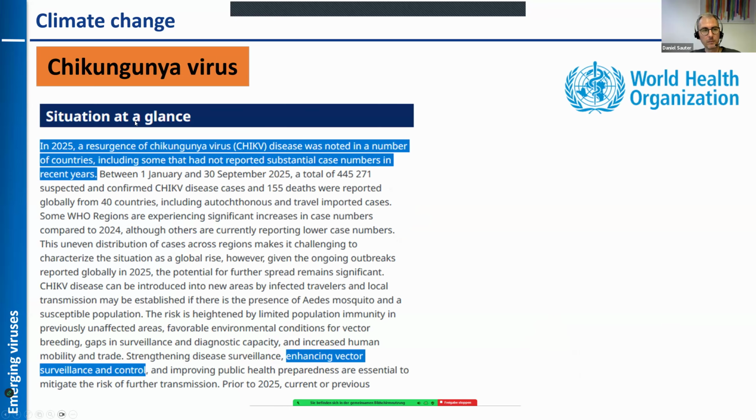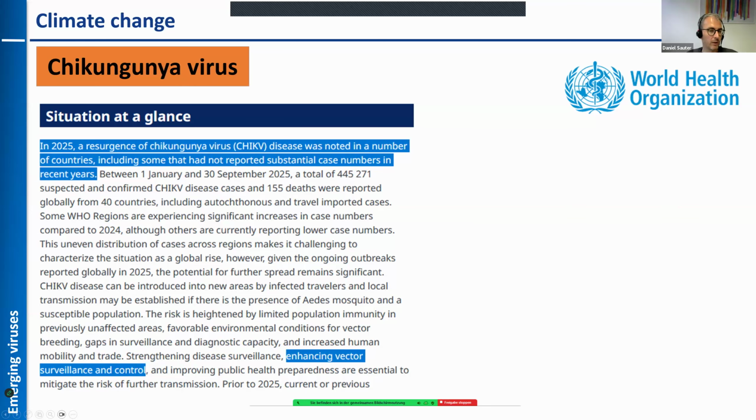One example, as I mentioned already, is chikungunya virus, which has been spreading a lot in recent months. This is again a disease outbreak news article. The WHO says that in 2025 there was a substantial increase in case numbers of chikungunya virus in lots of countries, reaching a total of almost 500,000 cases until September this year, including several deaths, from about 40 countries. And they also propose to enhance vector surveillance and control.